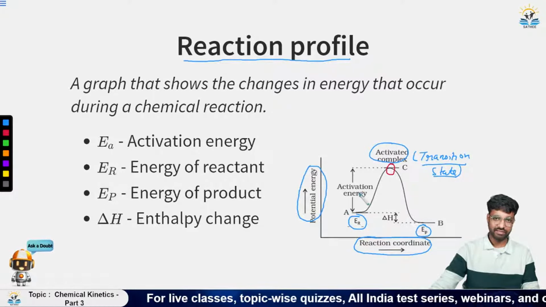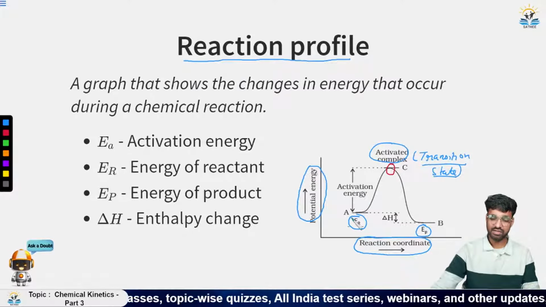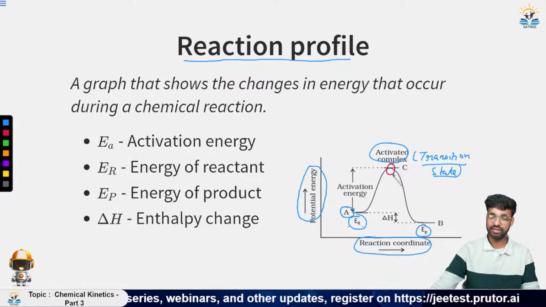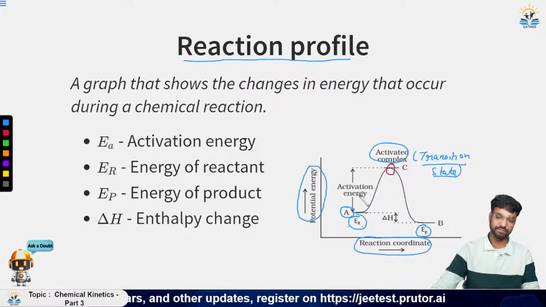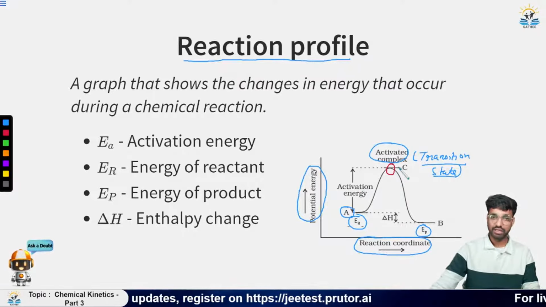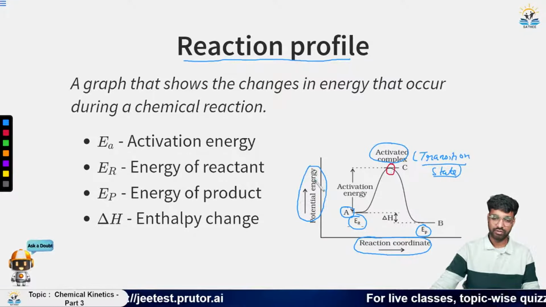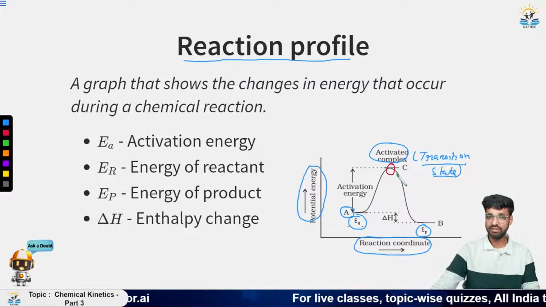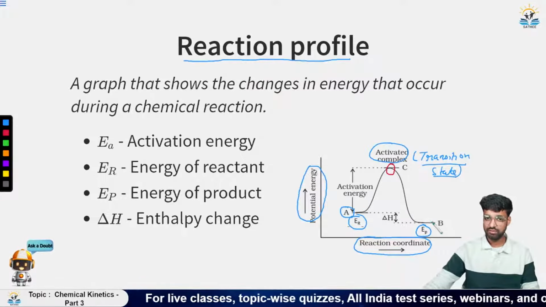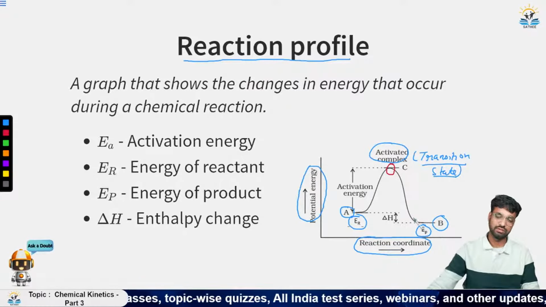Now, what is activation energy? It is the energy that is required to move the reactant, or you can say to convert the reactant from A to the transition state C or the activated complex C. Okay. Now, if you trace the energy of the reaction further, then it will go from C to B, that is the product. So this is the product.